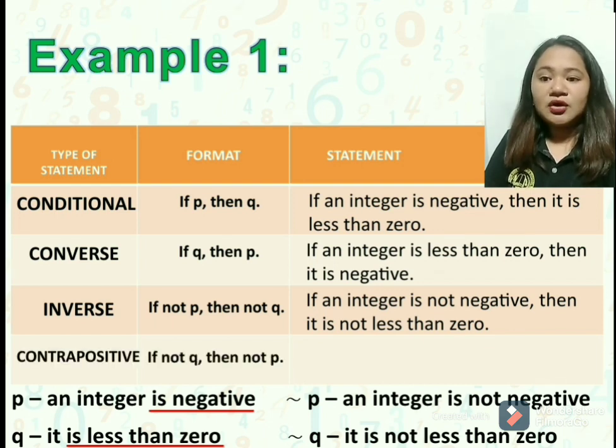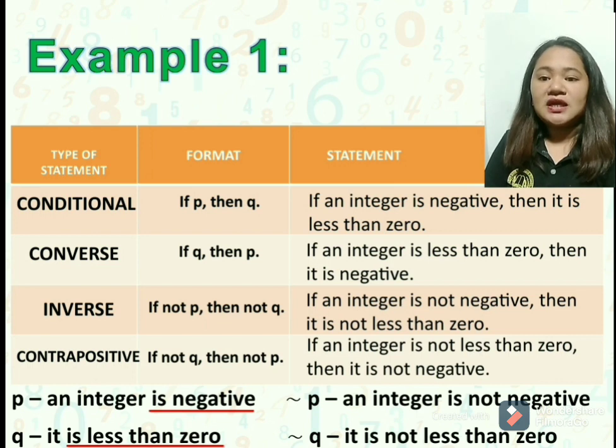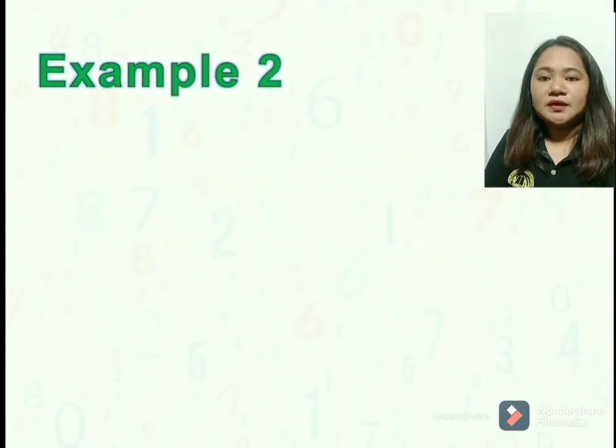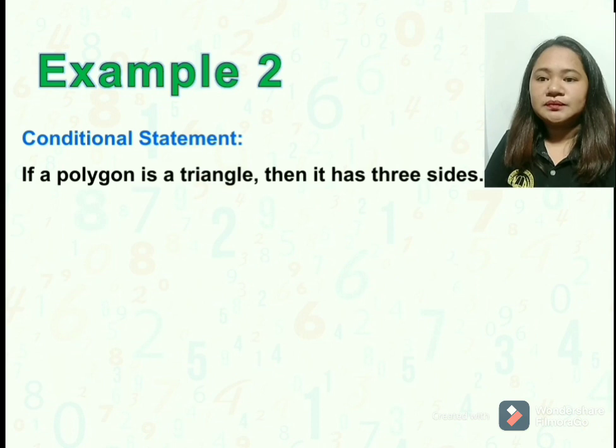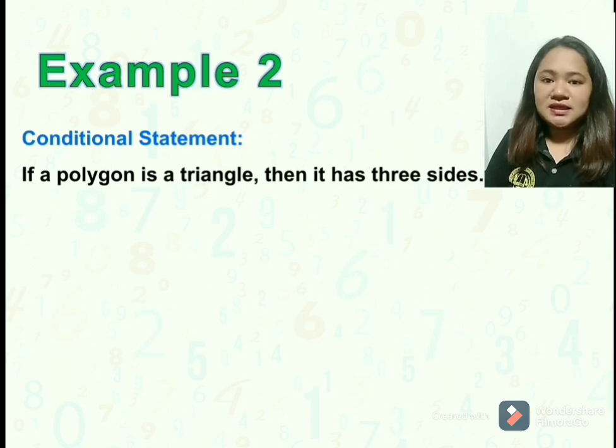And for the contrapositive statement, follow the format, if not Q, then not P. The answer is, if an integer is not less than 0, then it is not negative. Number 2. The conditional statement is, if a polygon is triangle, then it has 3 sides. Let's identify P and Q.